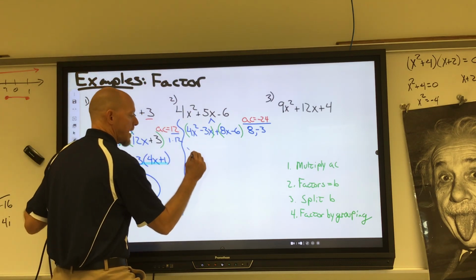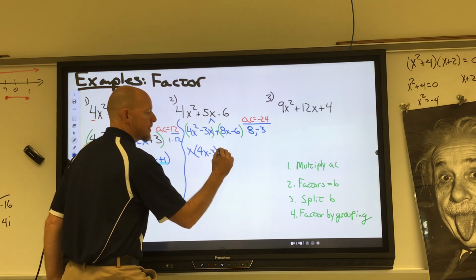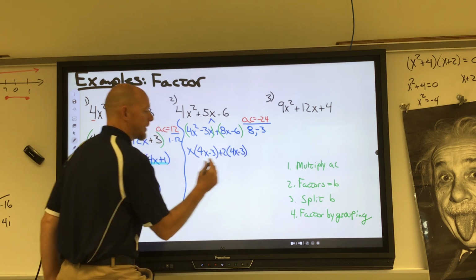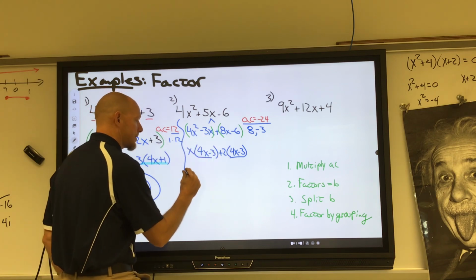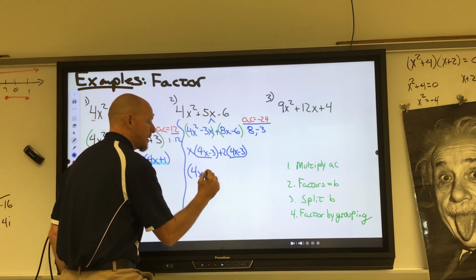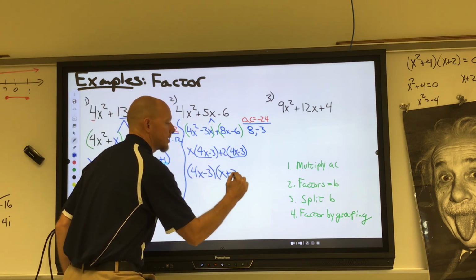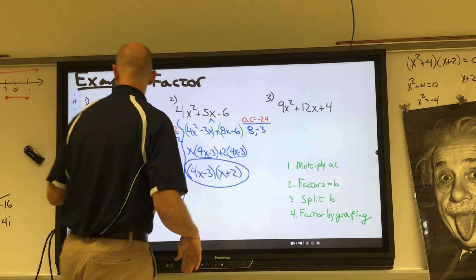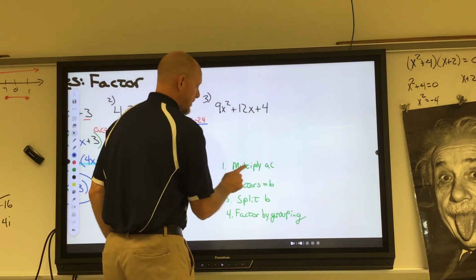My GCF is x, which is 4x minus 3. GCF here is 2. Again, resulting in 4x minus 3. Those are the same. That's my look for. That's a good step right there. 4x minus 3 gets factored out. I'm left with x plus 2. There we go.